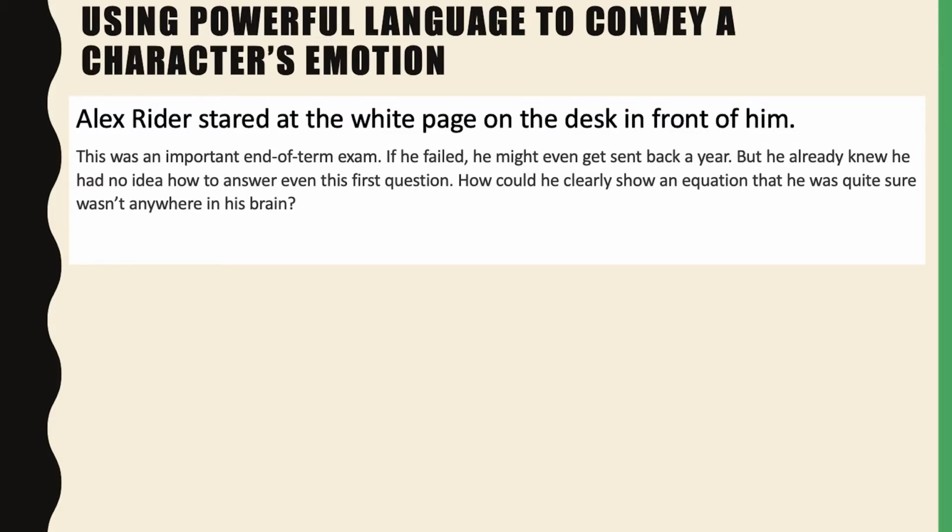Alex Rider stared at the white page on the desk in front of him. This was an important end-of-term exam. If he failed, he might even get sent back a year. But he already knew he had no idea how to answer even this first question. How could he clearly show an equation that he was quite sure wasn't anywhere in his brain?